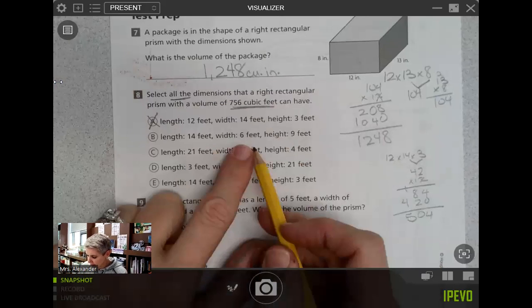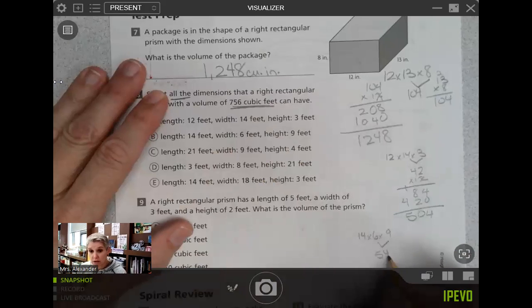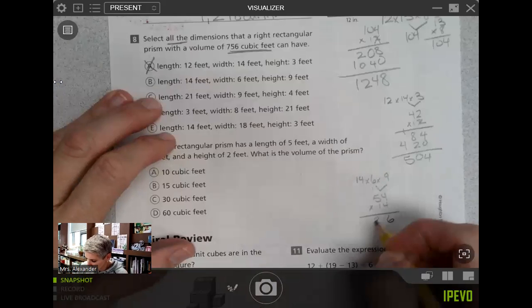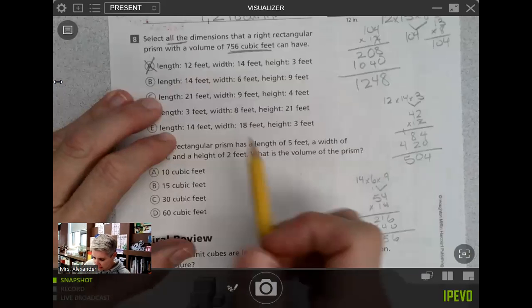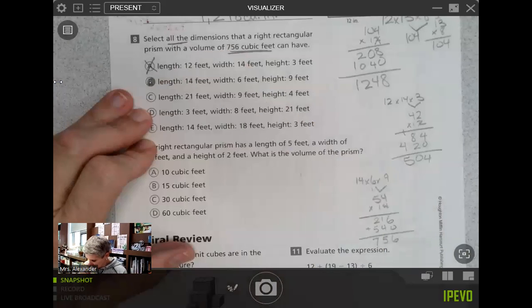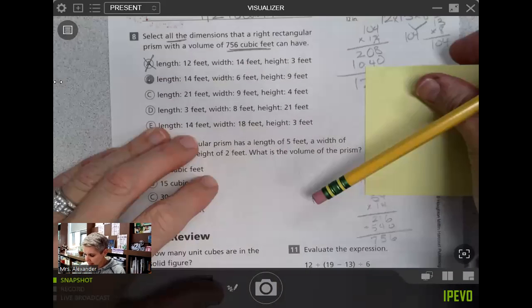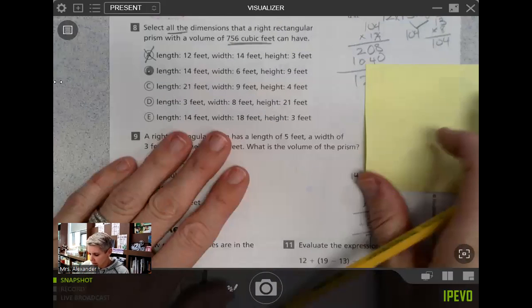14 times 6 times 9. 6 times 9 is 54 times 14. There I go. I get 756 cubic feet. Letter B is a good one. All right. I'm just going to get a sticky note because it's close, just so that I have some more space here. If you need an extra piece of scratch paper, find that for yourself.